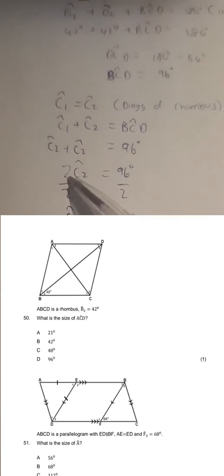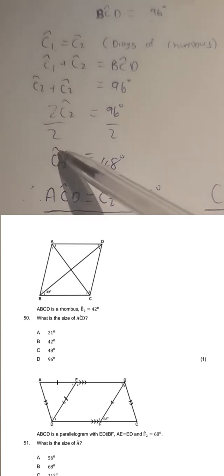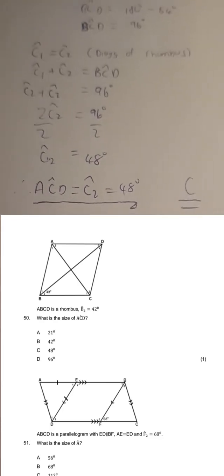I then divide both sides by the coefficient of C2, which is 2, and I get angle C2 is 48 degrees. Remember, angle C2 is actually angle ACD. That's just another way of referring to angle C2 as ACD. It is C2, which is 48 degrees. So my option or my answer is C.